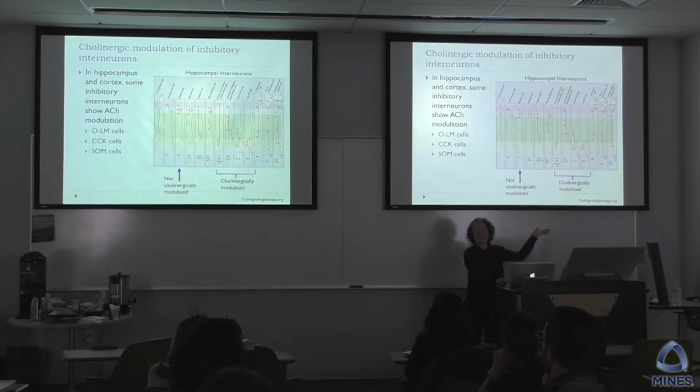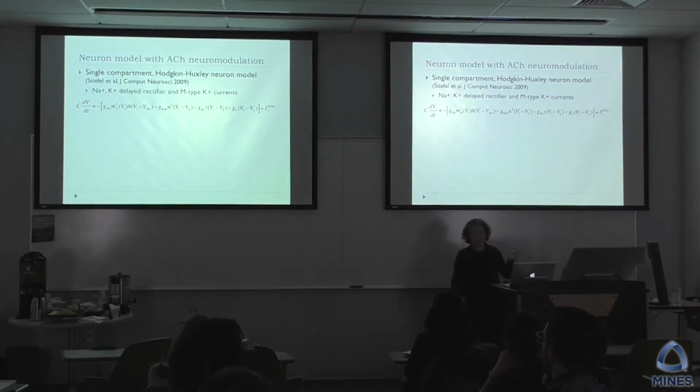now we're going to talk about excitatory-inhibitory neural networks. And in this case, what we'll use for our cell model is a Hodgkin-Huxley type model, so that we can more directly simulate the effects of acetylcholine.